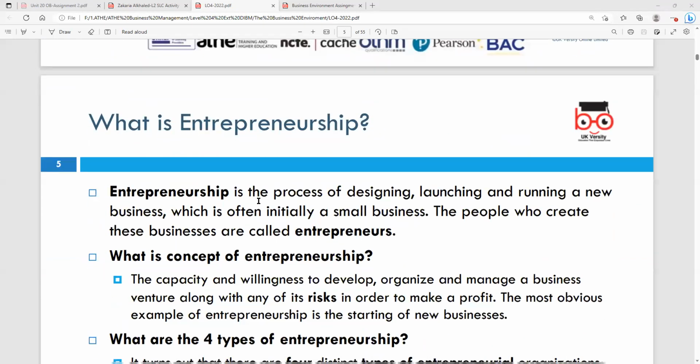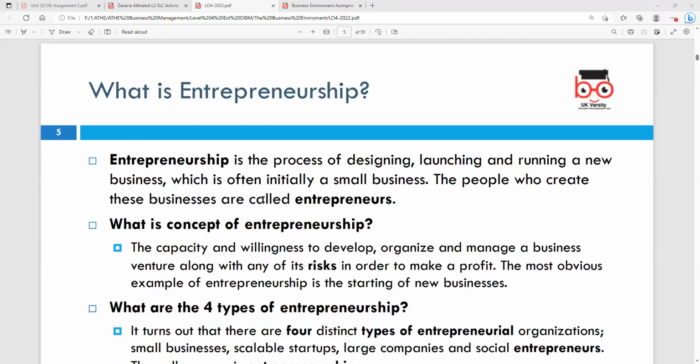So let's start with the first thing. What is entrepreneurship? Any idea what entrepreneurship is? I mean, you are an entrepreneur. A little bit, sir. Okay, go on, tell us. We design or launch some new thing, for example, we take a pen and sell it, that is known as entrepreneurship.